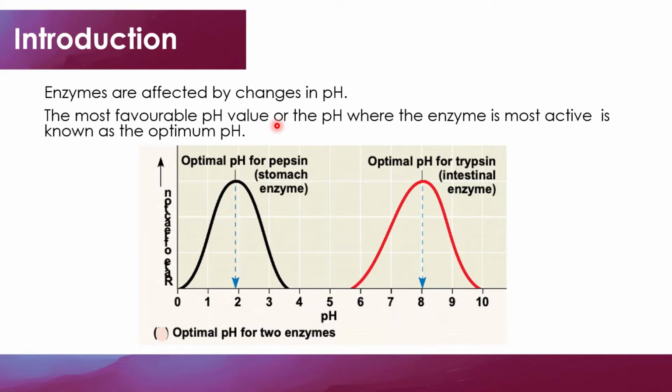optimum pH. So from this graph over here, we can see that this is a graph showing the optimum pH for two enzymes. So this is the first enzyme and this is the second enzyme. The first graph is showing the optimum pH for pepsin, which happens to be a stomach enzyme. And from the graph, we can see that the optimum pH for this enzyme is around 1.9 to 2.0. And the optimum pH for trypsin, which also happens to be an intestinal enzyme, is at the pH of 8.0.